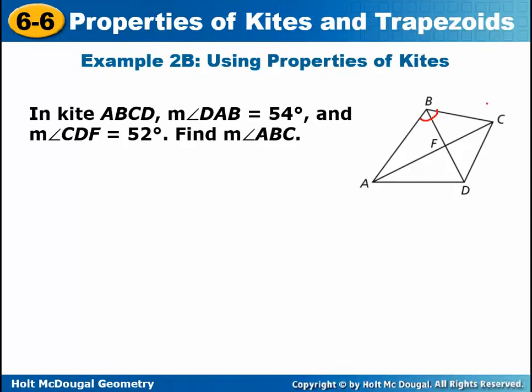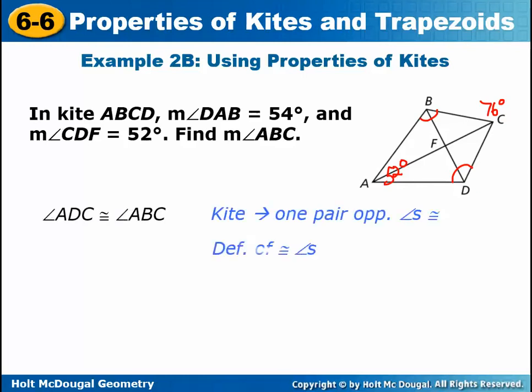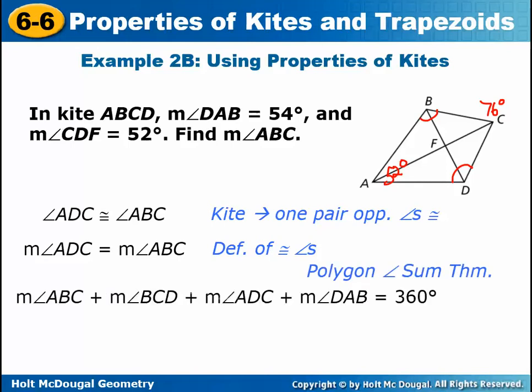They want this angle. Now we just found that this was 76. We know that this is 52. We also know that angle ABC is congruent to angle CDA. So we know that altogether, all four of those angles is equal to 360. And you know that because there are 1, 2, 3.